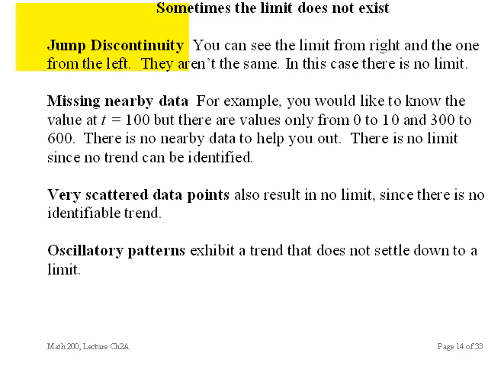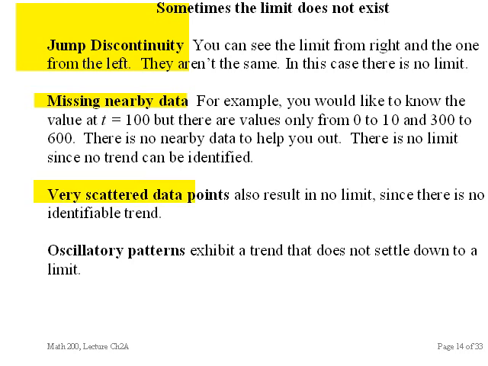Another reason a limit doesn't exist is because there is no nearby data. If you had no nearby data, you would not have a trend. For example, if you would like to know the value or the limit at t equals 100, but there are values only from 0 to 10 and 300 to 600, you have no idea what happened between 10 and 300 to give you a trend. So no nearby data means you cannot take a limit.